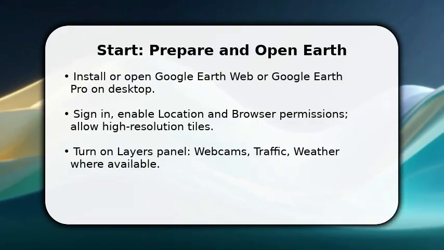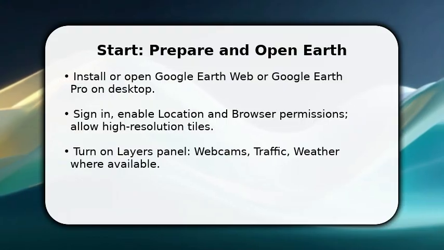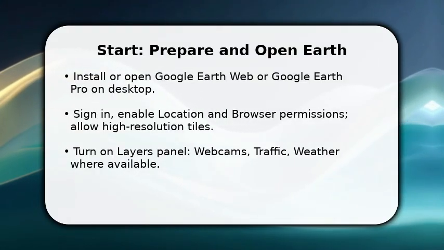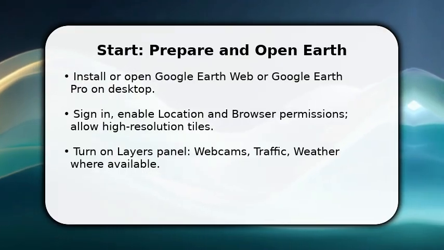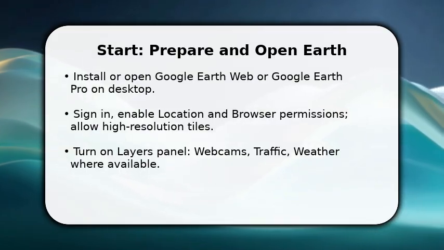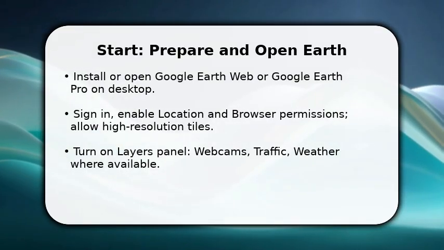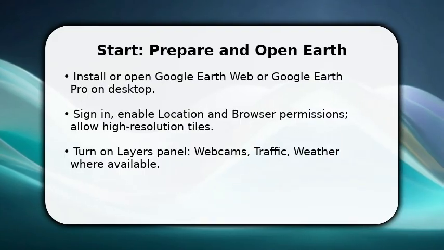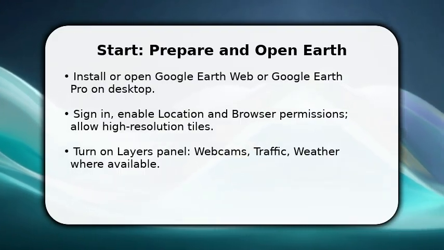You start by opening Google Earth Web or Google Earth Pro and signing in so the platform can access higher resolution tiles. Once done, grant location and browser permissions to avoid blocked imagery. Next, open the Layers panel and enable data sources that supply near real-time visuals, such as webcams, traffic, and weather. These layers push frequent updates.